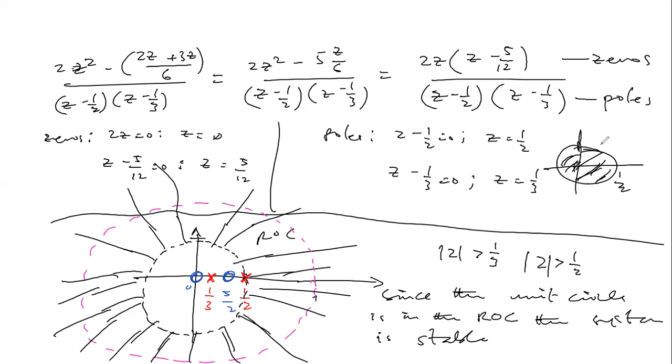It is unstable because if we draw the unit circle, for which this is 1, the region of convergence does not include the unit circle. So for us to know if the system is stable when analyzing Z transforms, the region of convergence must include the unit circle for the system to be stable.